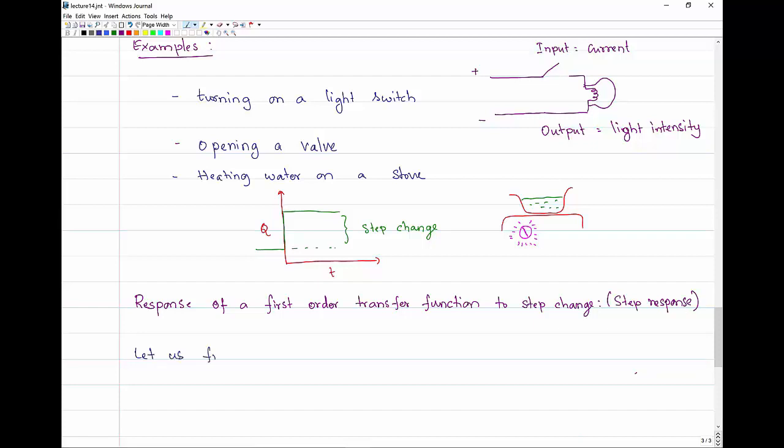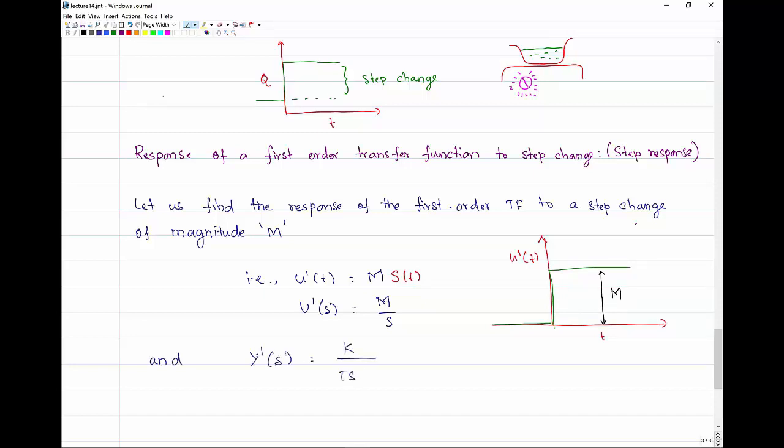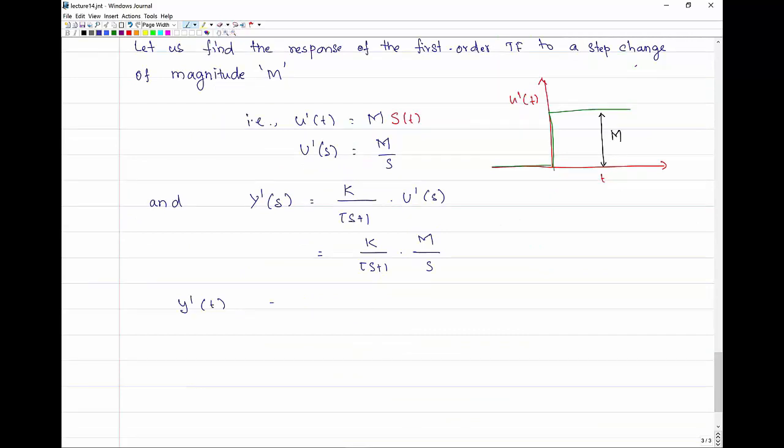One way to study the effect of a step change in the input on a first order transfer function is to go back to the transfer function, replace the Laplace transform of the input by the Laplace transform of a step change. In this case, the Laplace transform of the step change is m over s. And therefore, y is equal to the first order transfer function times input. Now we can replace the input in Laplace domain, it's m over s.